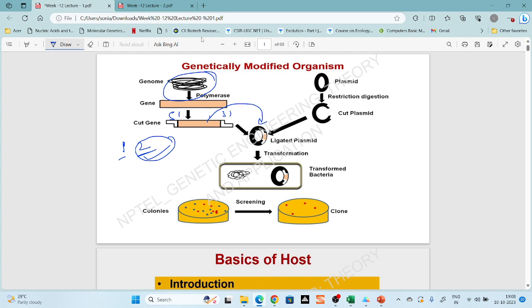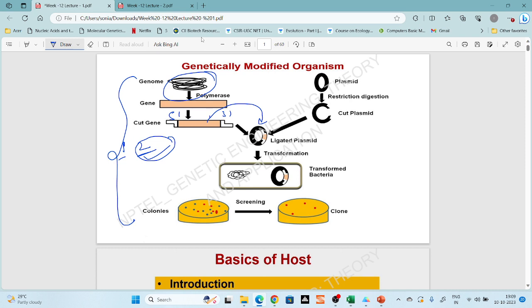Then after your digestion, you have to ligate the gene of interest with your vector, then you transform it, then you screen it, and then you get the clone. So this is a basic general outline of how to do a basic cloning.